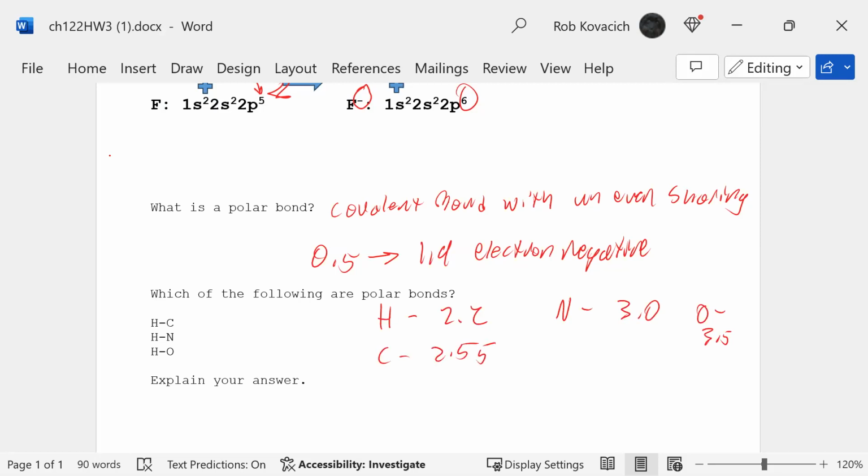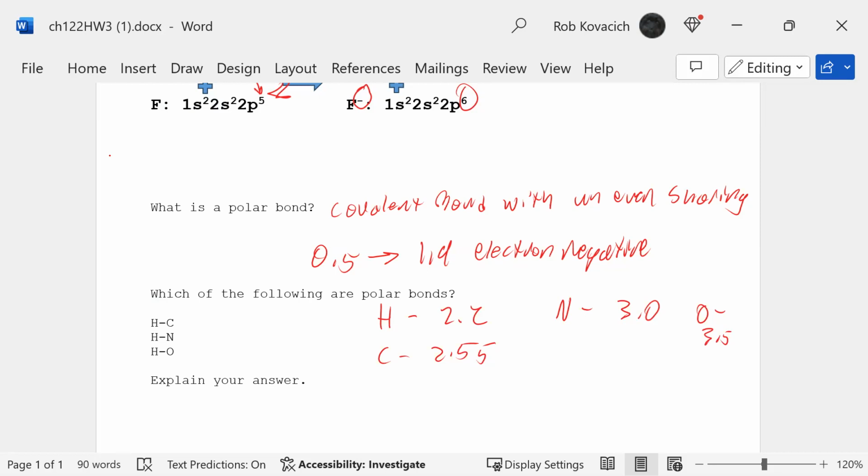So the hydrogen's electronegativity is 2.2, the carbon's 2.55, the nitrogen is 3, and the oxygen is 3.5. So if we go with that last thing that I said about differences in electronegativity, the carbon-hydrogen bond is nonpolar because the difference is less than a half. The nitrogen and the oxygen, if I subtract 2.2 off of each of those, I'm definitely over my 0.5 threshold. So those are definitely polar bonds.